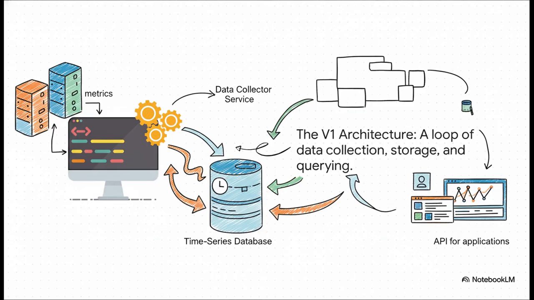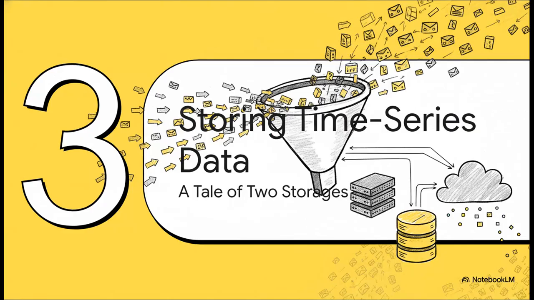On the left, you've got your services and servers, just generating all these metrics. Then our data collector service, think of this as the workhorse of our system. It gathers all that data and funnels it into a time series database. A TSDB is really just a specialized filing cabinet, one that's built specifically for time-stamped info. And finally, a querying service lets us ask questions of that data, maybe through an API or, more likely, a visual dashboard.